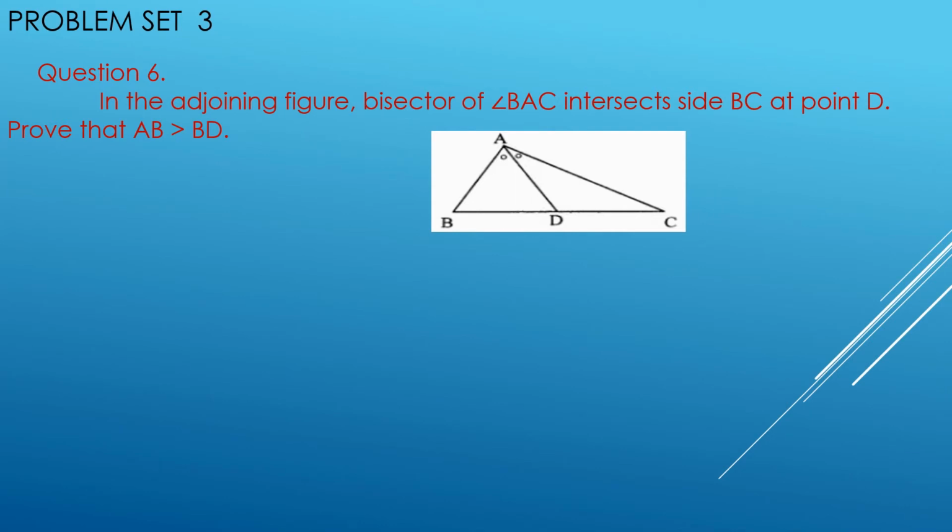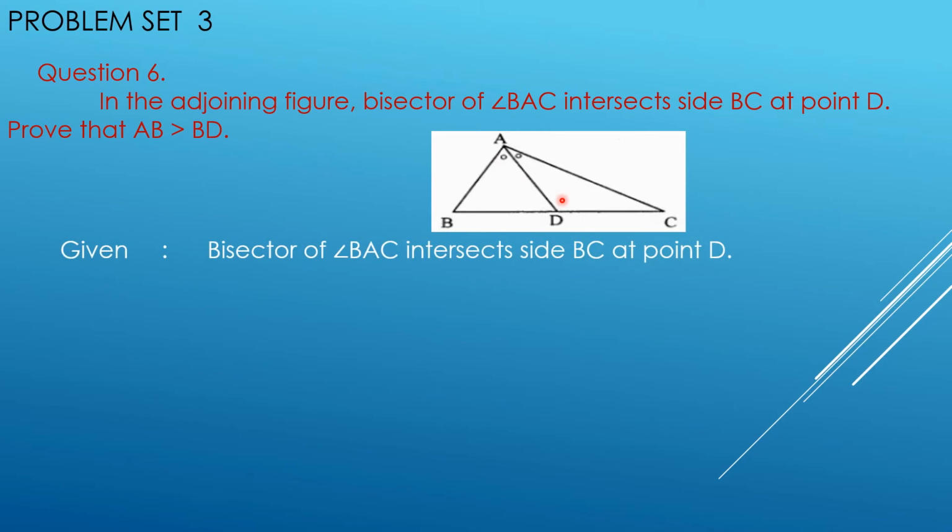Question number 6. In the adjoining figure, the bisector of angle BAC intersects side BC at point D. Prove that AB is greater than BD. The figure is given. In this figure, AD is the bisector of angle BAC. First write the given: the bisector of angle BAC intersects side BC at point D. To prove: AB greater than BD. Then the solution.